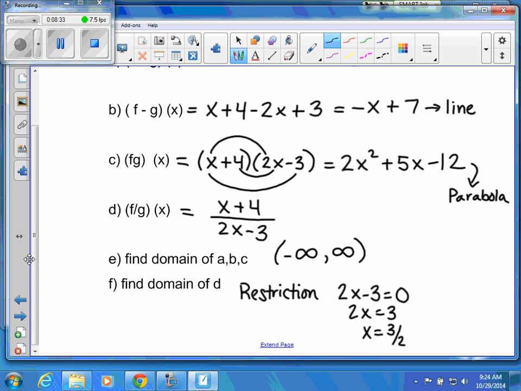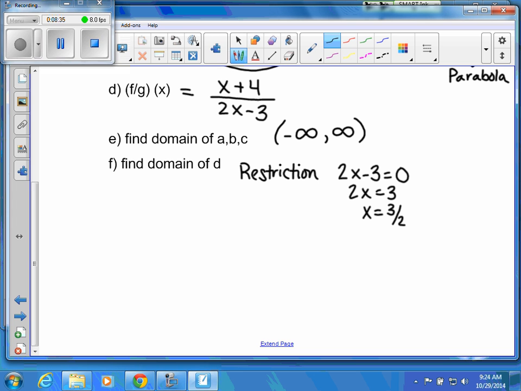So, what is the domain of a fraction? It's everything from negative infinity to positive infinity. All of the x's work except at x equals 3 halves. That's the only spot where you would get 0 in the denominator.